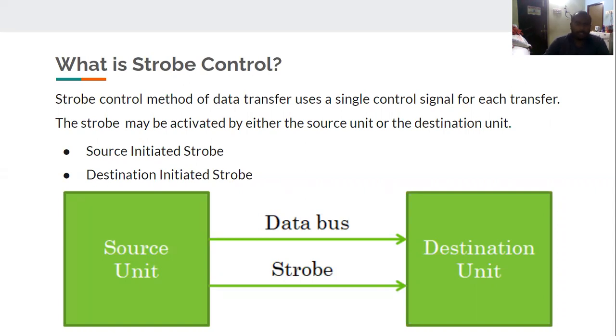Here we see a diagram where there is a source unit and a destination unit. We have the data bus and the strobe. With this diagram, we can understand what strobe control is. Strobe control is a method of data transfer which uses a single control signal for each transfer. It may be activated by either the source unit or the destination unit. It has two types: source initiated strobe and destination initiated strobe. So our topic is destination initiated strobe for data transfer.